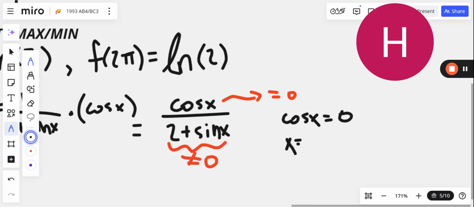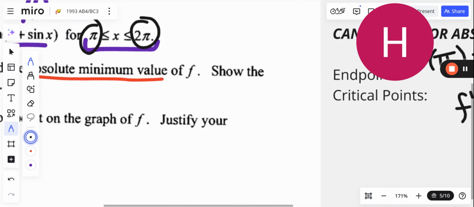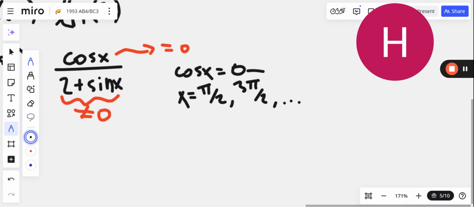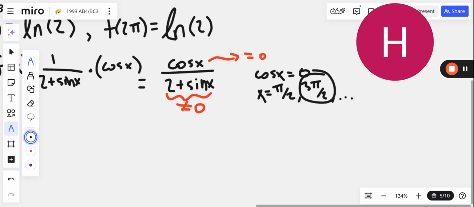It happens at every odd multiple of pi over 2. So we have pi over 2, 3 pi over 2. I could put plus or minus because technically that's true as well. But remember that our interval is from pi to 2 pi. So the only one which fits in between there is going to be 3 pi over 2. That's where a maximum or minimum would happen.